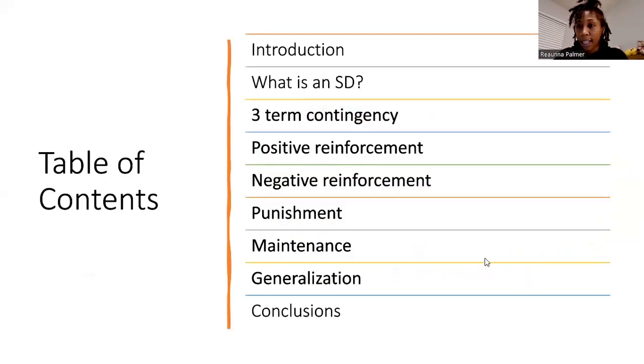So here we have our table of contents. I'll go over an introduction, what is an SD, the three-term contingency, positive reinforcement, negative reinforcement, punishment, maintenance, generalization, and then some conclusions.